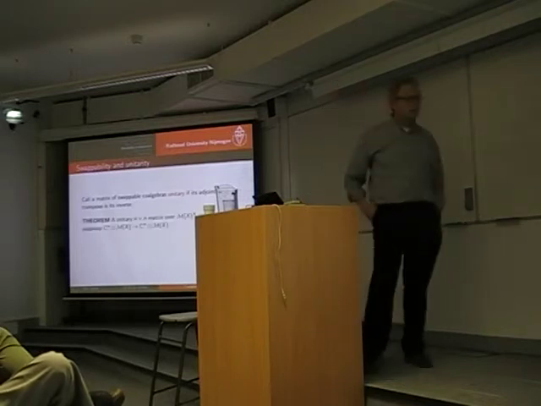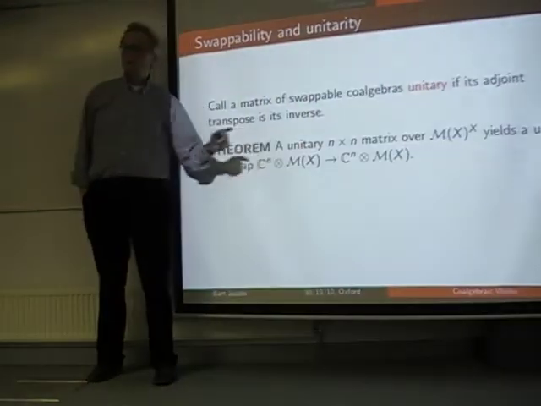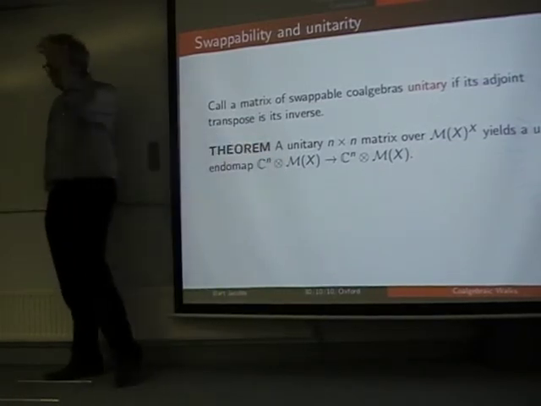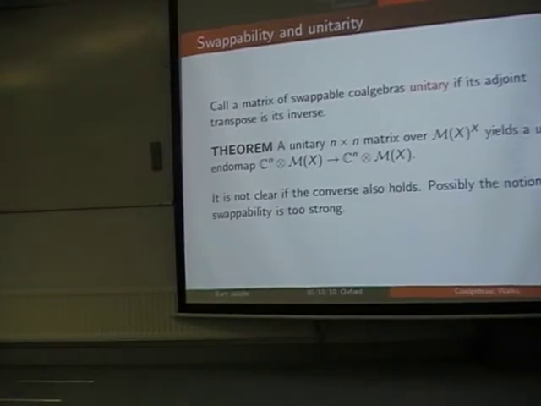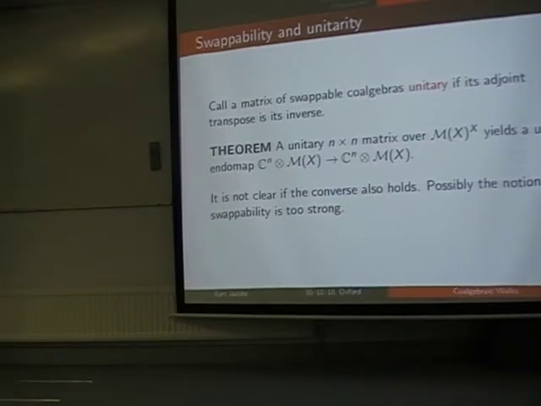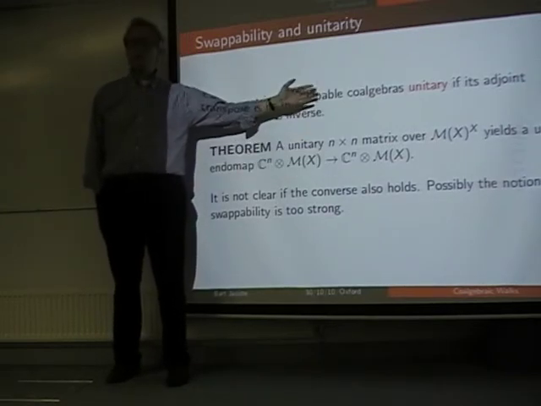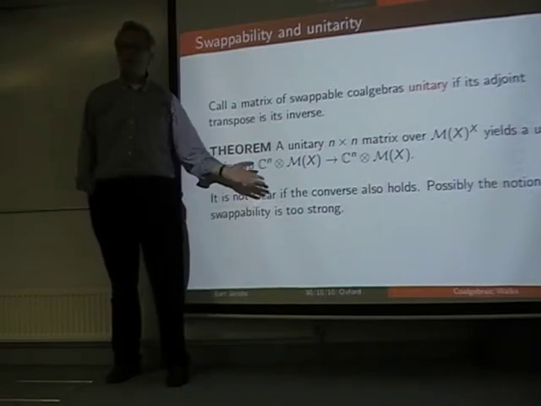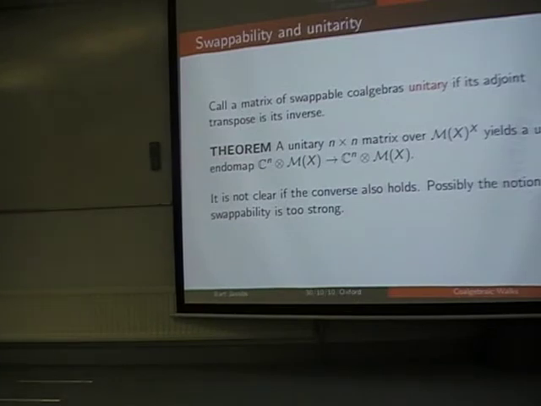And the result I have then is that if I have a matrix which is unitary, then the resulting map in vector spaces is also unitary. And so this is nice, but it's not as nice as I would like it to be. There's also an obvious question: does the converse also hold? So if you have a unitary map here, what does it say about the coalgebras that you're using? I don't know the answer to this. Maybe this swappability is too strong as a condition, and I think I simply need more examples to really understand what's going on here.